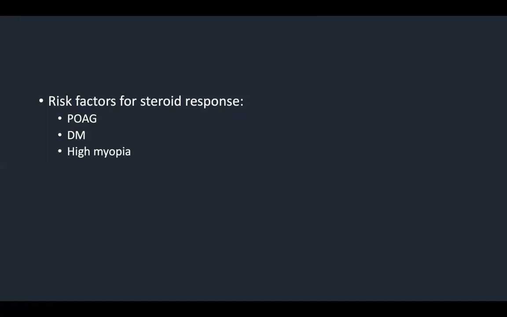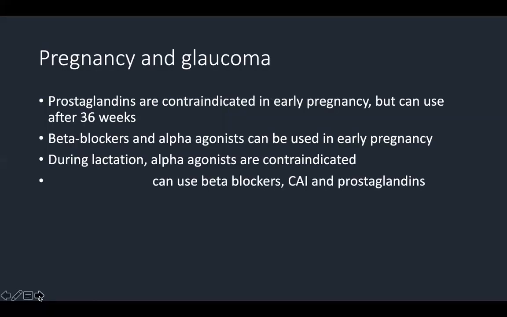Okay, so Alphagan is the only category B medication, anti-glaucoma, which can be used. So we can use Alphagan from the early trimester till before delivery, because it might cross the placenta and affect the baby, and it is contraindicated during lactation. Prostaglandins can be used later in pregnancy, but they are contraindicated in early pregnancy. So you have to stop the Lumigan. You can continue on Alphagan and see if she still needs medication.